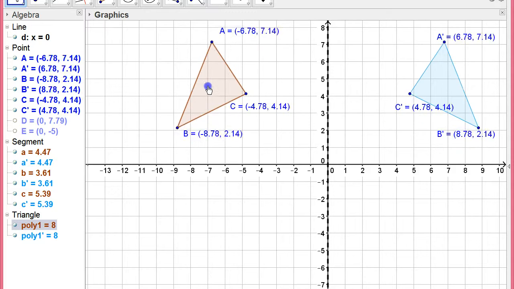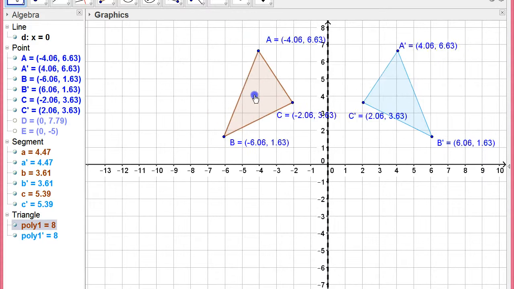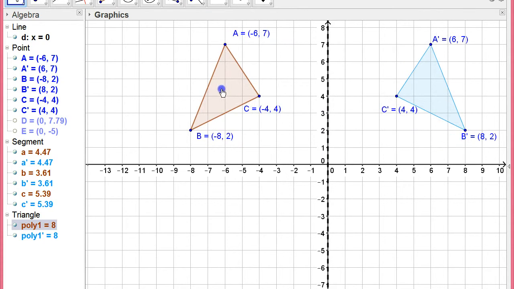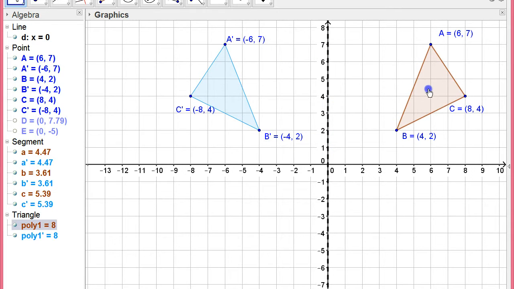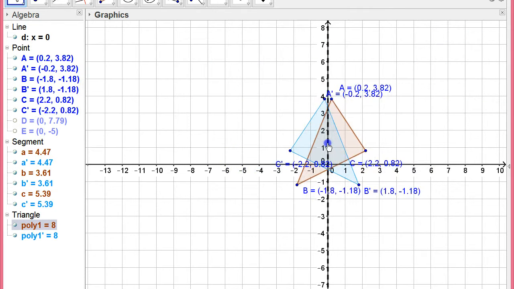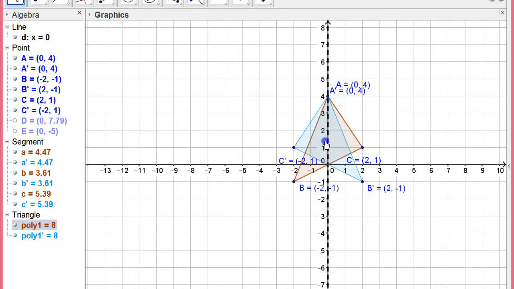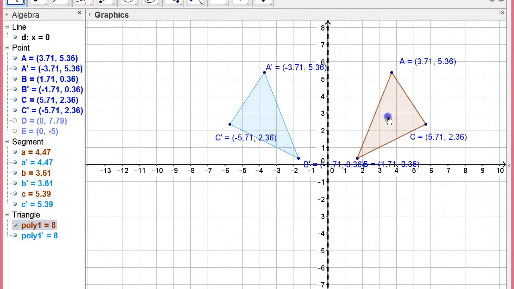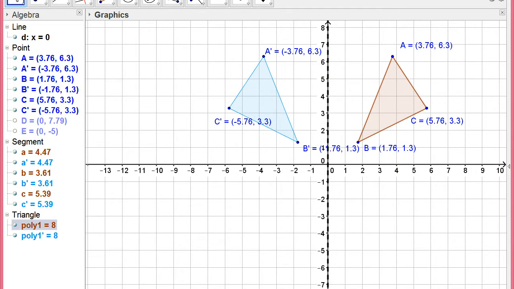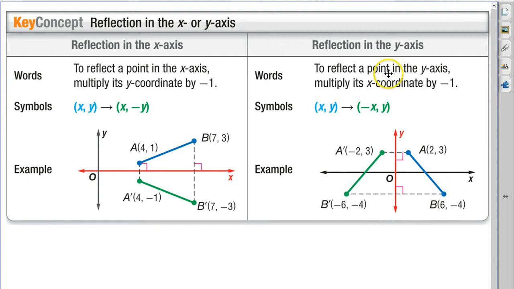And as I move this triangle around, what happens is, again, they flip. Okay. And if I move them over here, they flip over there. Move them down here, they maybe share a point or something like that, but that's how it works. Okay. So, there's the formula for that. How to reflect across the y-axis, do the opposite of the x.